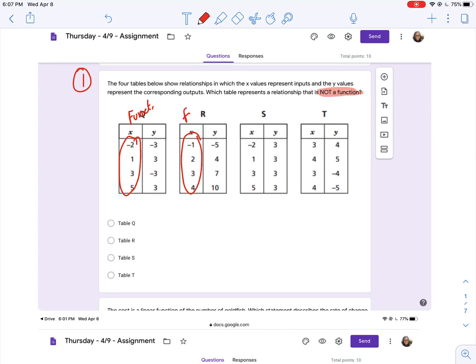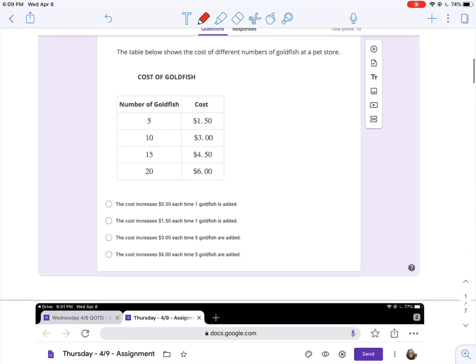If we look at table r, that is also a function because all the x's are different. If you look at table s, all the x's are different, so that is a function as well. Whereas if you look at table t, I have duplicate 3's and I have duplicate 4's, which makes it not a function. So our answer here is going to be T. All right, let's take a look at the second question.